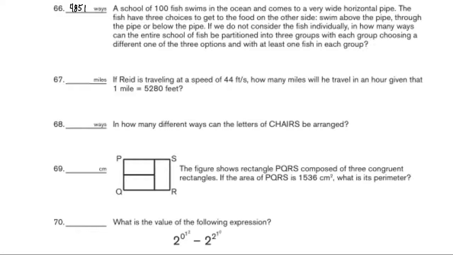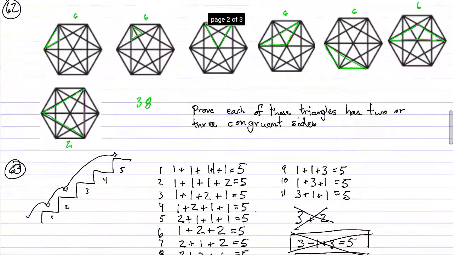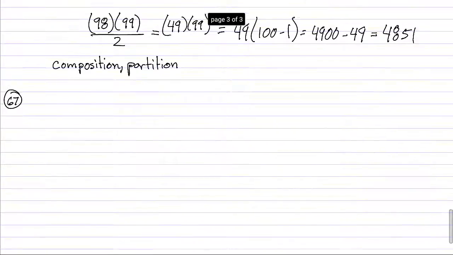Alright, let's get started again on number 67. If Reid is traveling at a speed of 44 feet per second, how many miles will he travel in an hour, given that 1 mile equals 5,280 feet? So I had actually just worked on this problem, and I got to the end and realized I had forgotten to keep track of my factoring and had an incorrect answer, so we're doing this again.